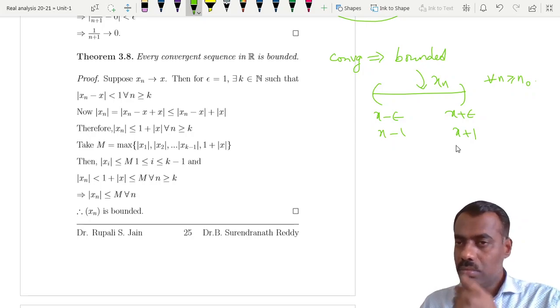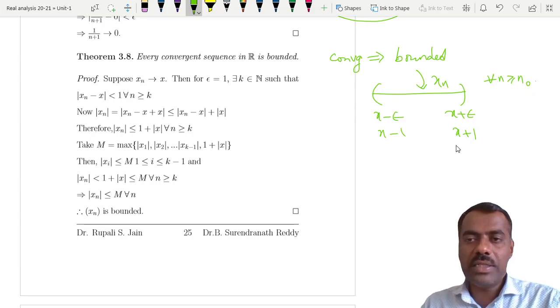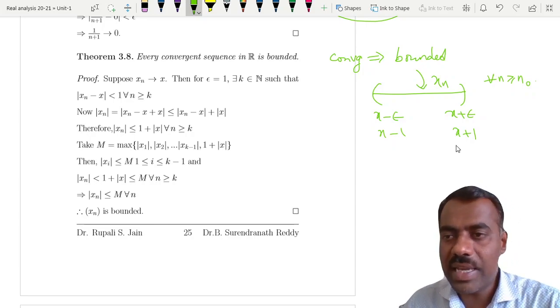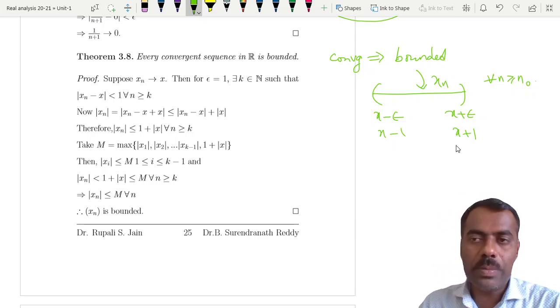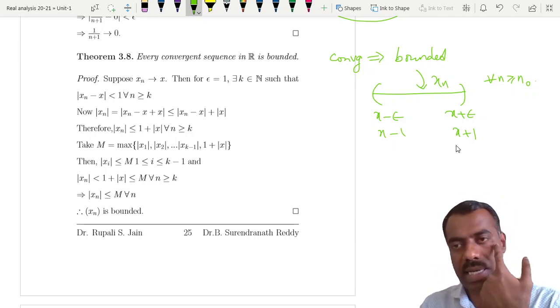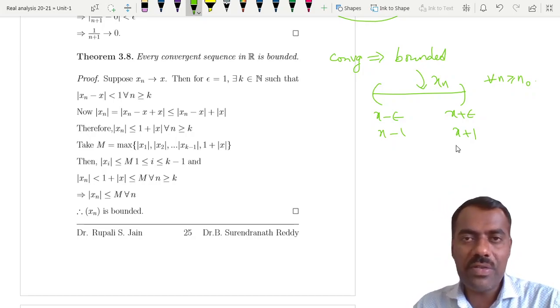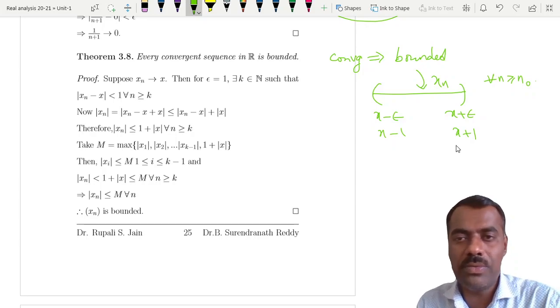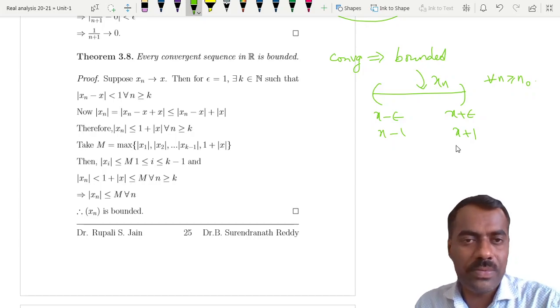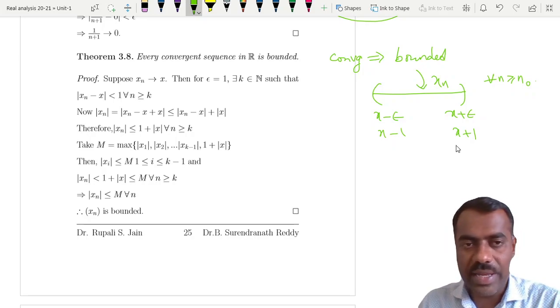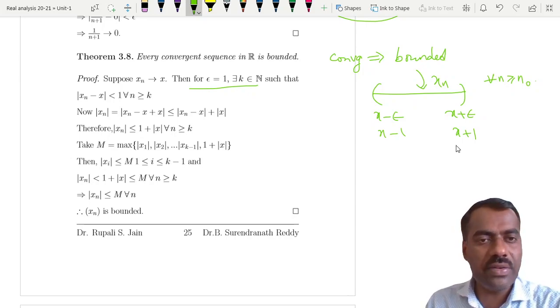Right? Now, the only elements we want to take care of are the elements of xn from x1, x2 up to xn naught minus 1, right? Because they are only finitely many, whenever you have finitely many elements, you can always find the maximum of those elements, and then every element is less than or equal to that maximum. That is the idea, right? So what we are seeing here is, for epsilon 1 there exists a k, or n naught, you can call it, satisfying this condition: mod xn minus x is less than 1 for every n greater than or equal to k, or n naught, whatever you want.